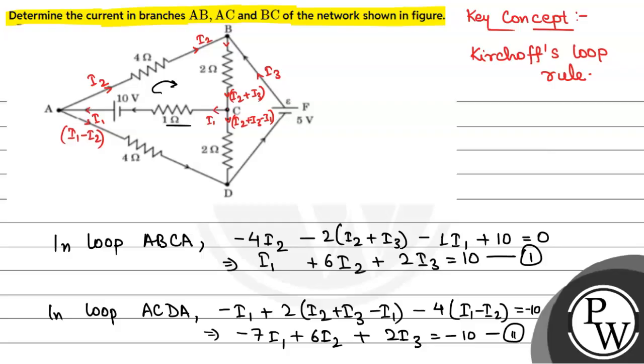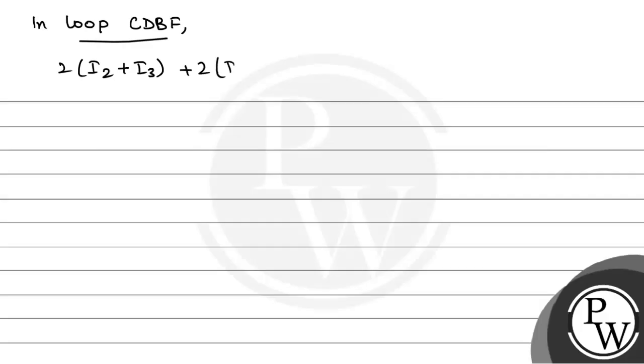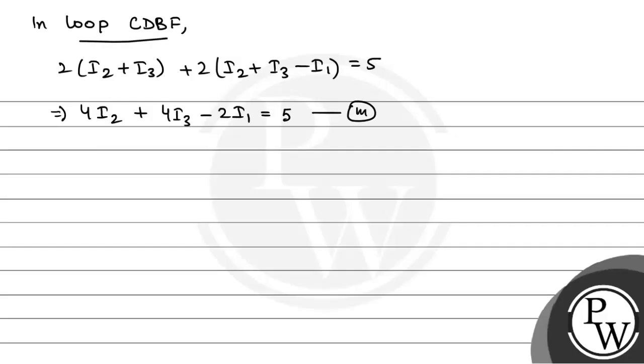Now we will see in loop CD, this is point F, so CDBF. So in loop CDBF we have 2 into (I2 plus I3) plus 2 into (I2 plus I3 minus I1) that is equal to 5. So यहाँ से हमारे पास होगा 4 into I2 plus 4I3 minus 2I1 that is equal to 5. Let us call this equation 3.